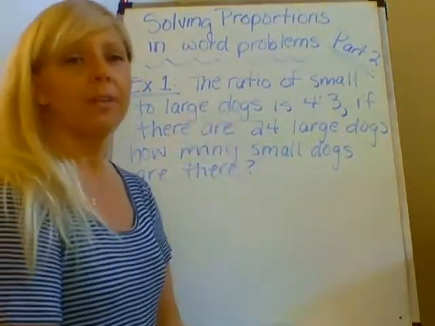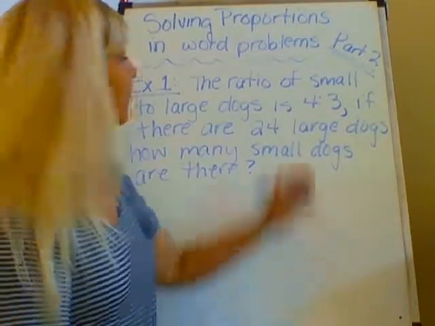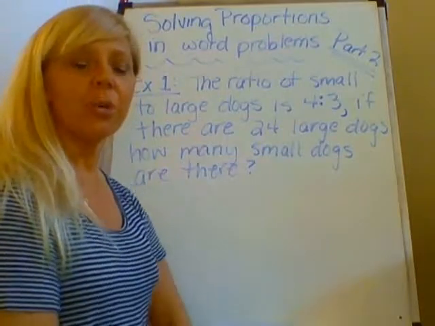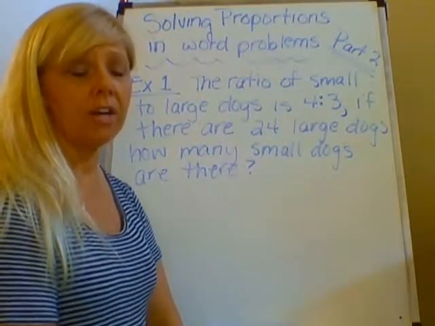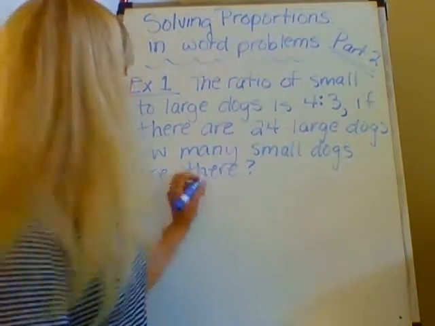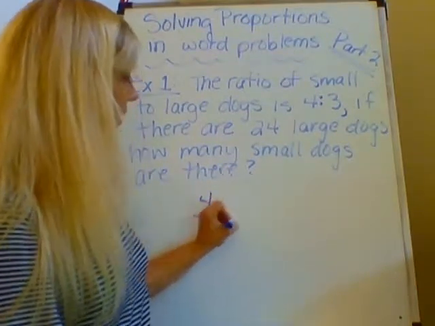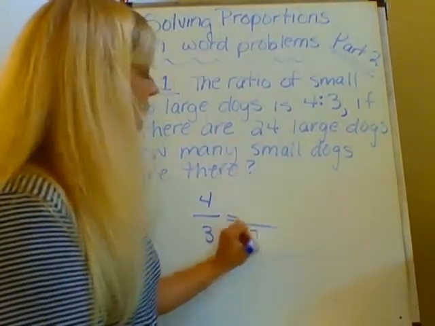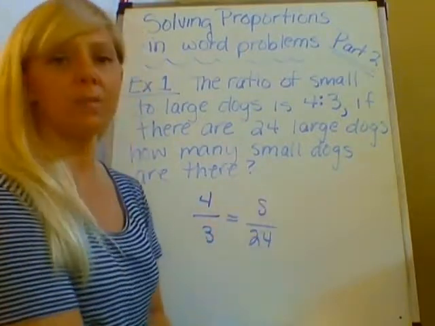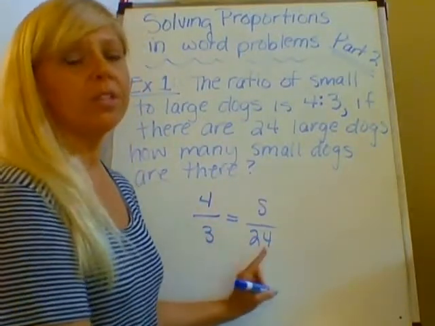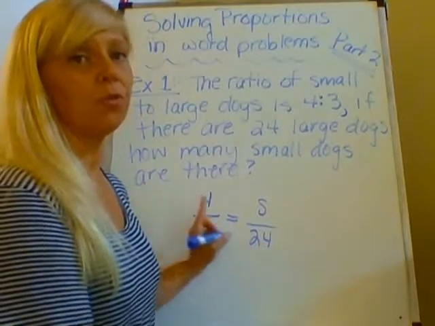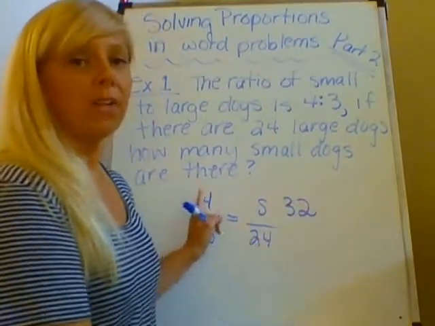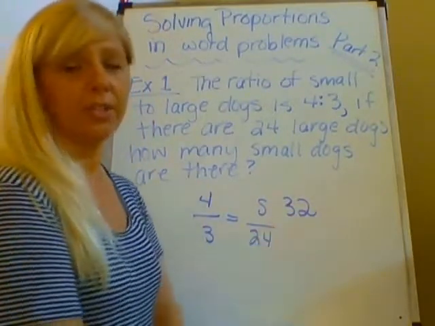So in this problem, we have a ratio of small to large dogs is 4:3. Make sure my colon is large enough. There we go. 4:3. If there are 24 large dogs, how many small dogs are there? So in the last video, I had us set up 4:3. So 4 small to 3 large. So if I have 24 large, how many small would there be? I know that 3 goes into 24 8 times. So 4 times 8 is 32. All right, or I can do 4 times 24 divided by 3 and get 32.